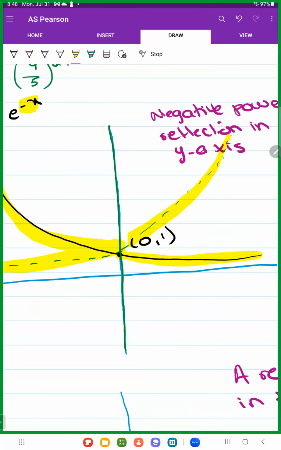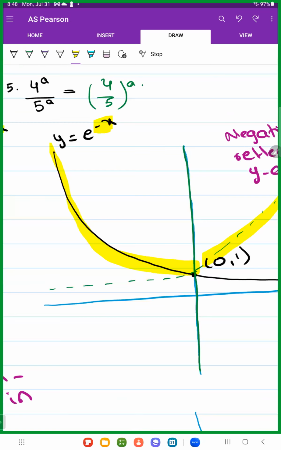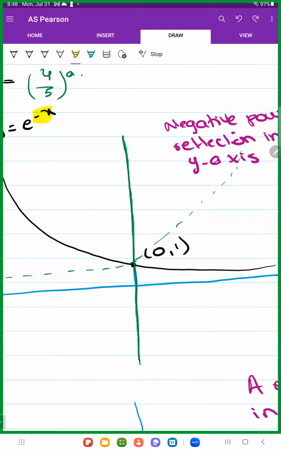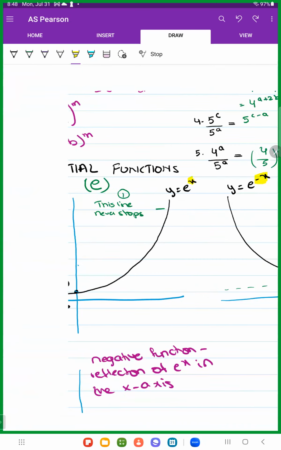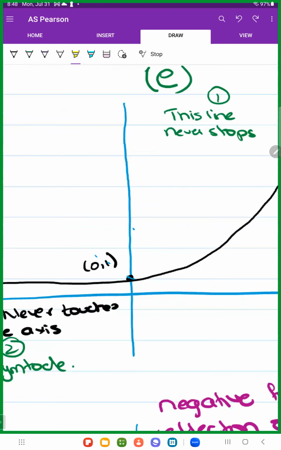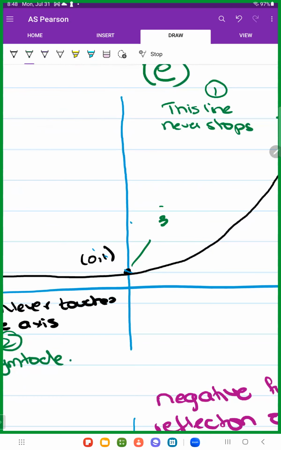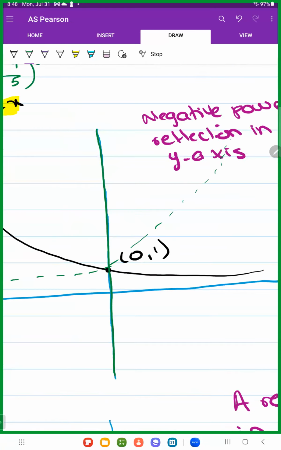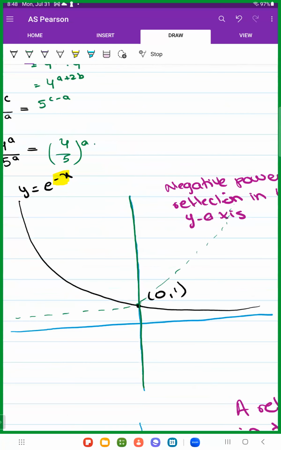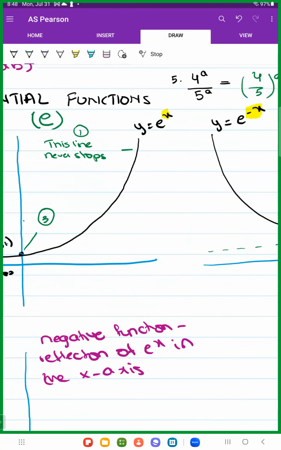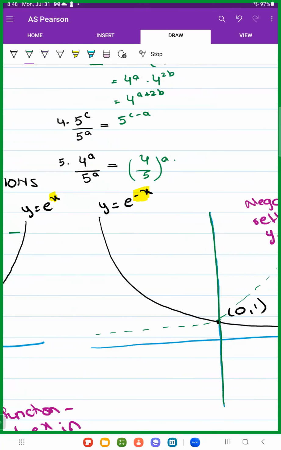Another thing that you need to remember is that it crosses the y-axis at (0, 1). This is the third thing you need to remember. It crosses the y-axis at (0, 1). Yes, it will always cross over here, as long as it is e to the x.